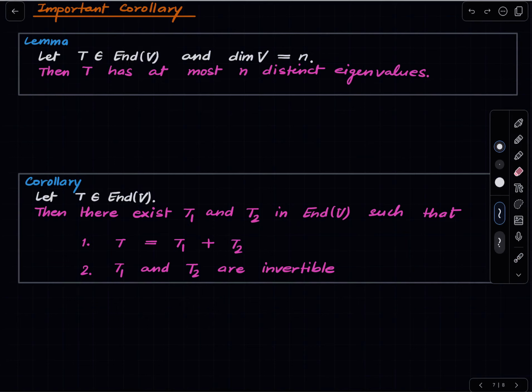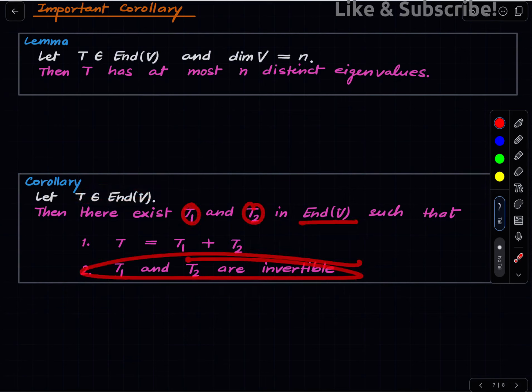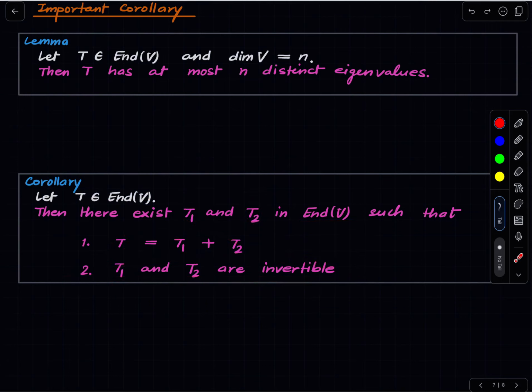So that's that. And as a consequence, we have a very nice fact that if we have an endomorphism T on a vector space V, then there exist two invertible endomorphisms such that T is the sum of the two. So every endomorphism can be written as the sum of two invertible endomorphisms. For instance, the endomorphism 0 can be written as the sum of these two invertible endomorphisms, where this is the identity. So why is this?